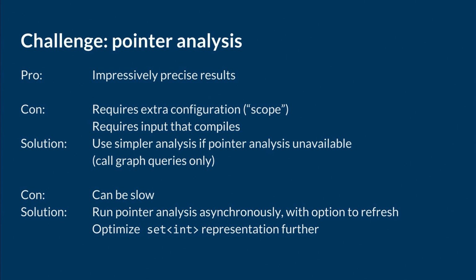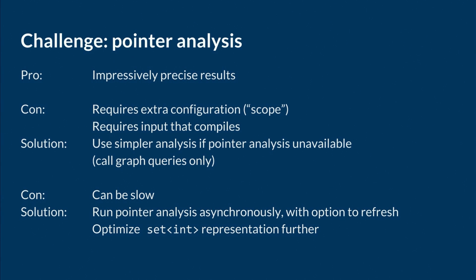I run the pointer analysis on Google's multi-million line code base every night, and it's actually a better fit for code that's checked into the repository because it always compiles. So I think for the call graph queries, we can use simpler techniques to give less precise results, perhaps with an indication in the output that you can use pointer analysis if you want, but you're getting partial information if you don't want to use it.